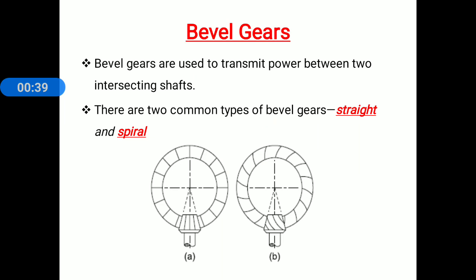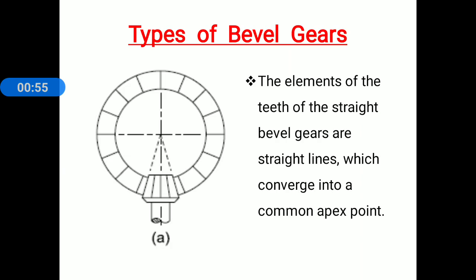Bevel gears are broadly classified into two groups: straight bevel gear and spiral bevel gear, shown in figures A and B respectively. Figure A, straight bevel gear; figure B, spiral bevel gear. In a straight bevel gear, the elements of the teeth are straight lines which converge into a common apex point, as clearly shown in figure A.